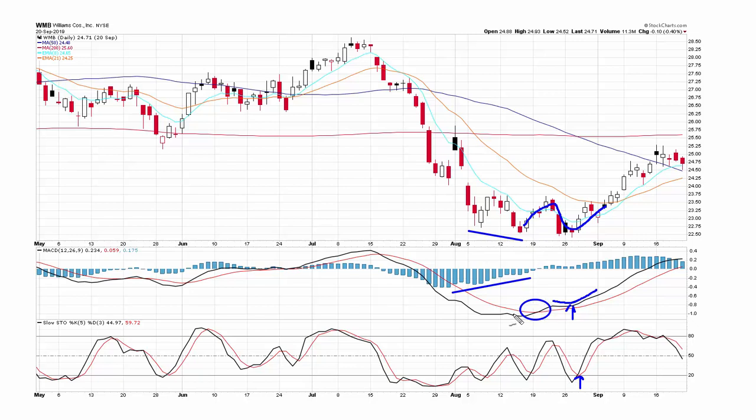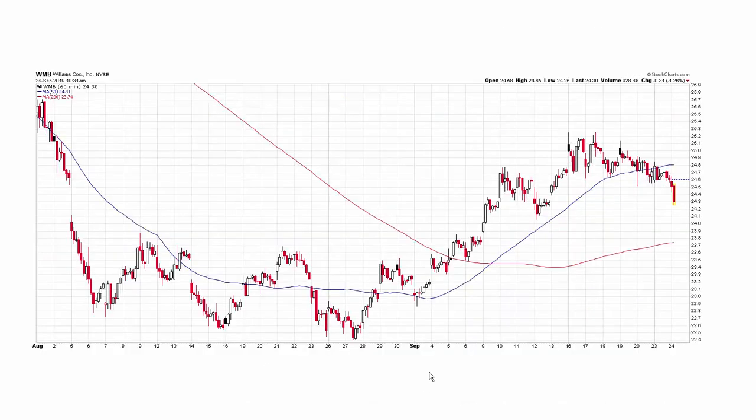So you get a positive divergence, cross, one more dip while the MACD stays positive, and that gives you your trade. Let's zoom in with the hourly. So when I see this on the daily chart, I'll zoom in with the hourly, and I'll look for an entry. So here's the hourly. And the blue line is the 50 period moving average.